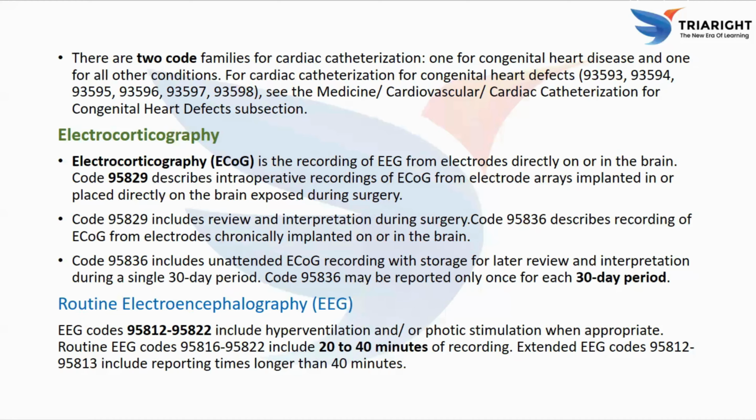And what are the recording time rules here? In routine EEG, there must be 20 to 40 minutes. CPT codes for 20 to 40 minutes are 95816 to 95822. Whereas for extended EEG codes, more than 40 minutes, the codes are 95812 and 95813. So 40 minutes is the cutoff. Less than or equal to 40 minutes, it is a routine EEG. If it is more than 40 minutes, it is an extended EEG.